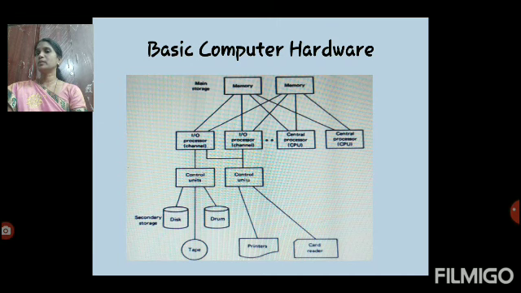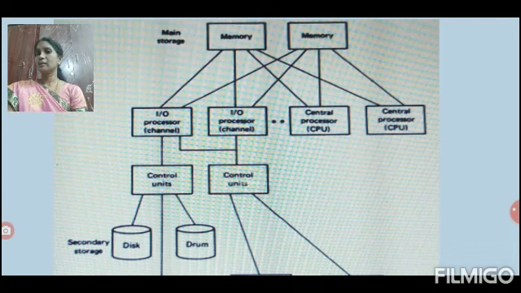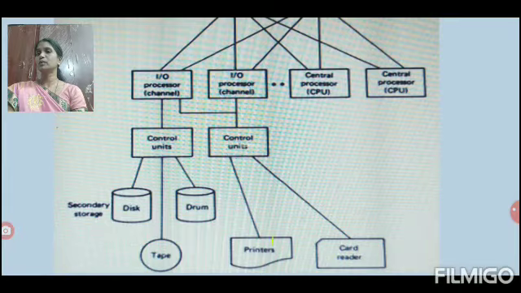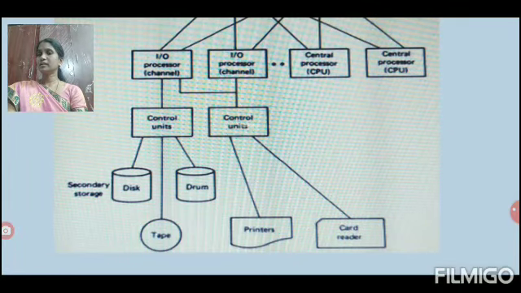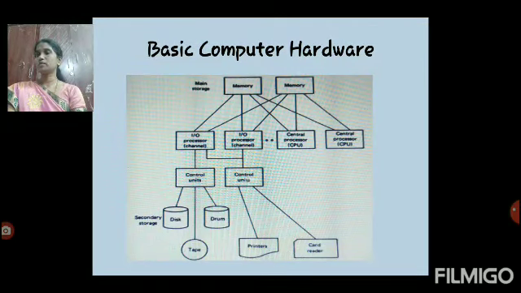And this is the basic computer hardware. I will zoom the picture. On the top we have memory. The memory is connected with I/O processors and the CPUs. The I/O processors are connected with control units that in turn are connected with the external devices or the storage devices like disk, drum, tape. Printer is an output device. So printer, card reader, etc. The entire thing is called the computer hardware: memory, I/O processor, CPU, control units and the devices.